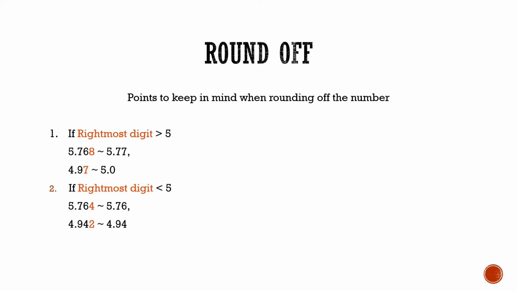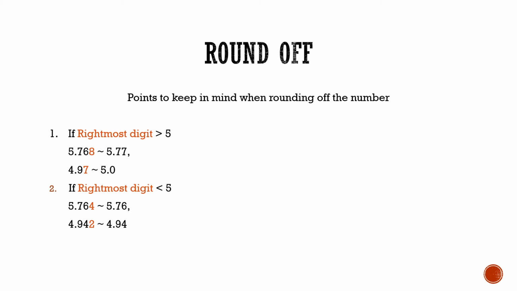So next, when we talk about rounding off, there are some points we have to keep in mind when we are rounding off any decimal number. The first one is that whenever the rightmost digit which we are going to remove is greater than 5, the preceding digit will increase by one. For example, when we have the number 5.768 to round off, as 8 is the rightmost digit and it is greater than 5, we round it off as 5.77. It increases the preceding digit by one.